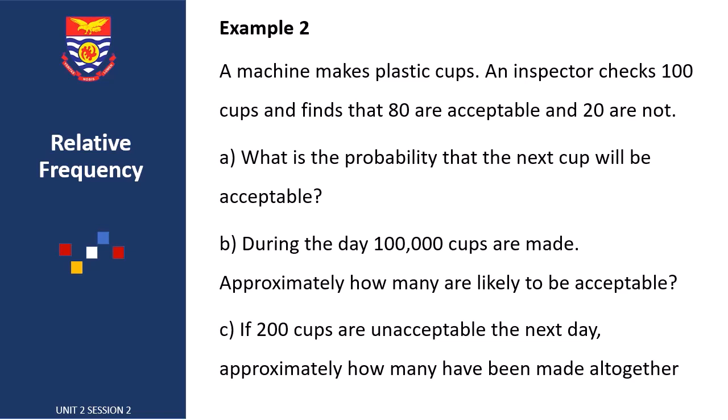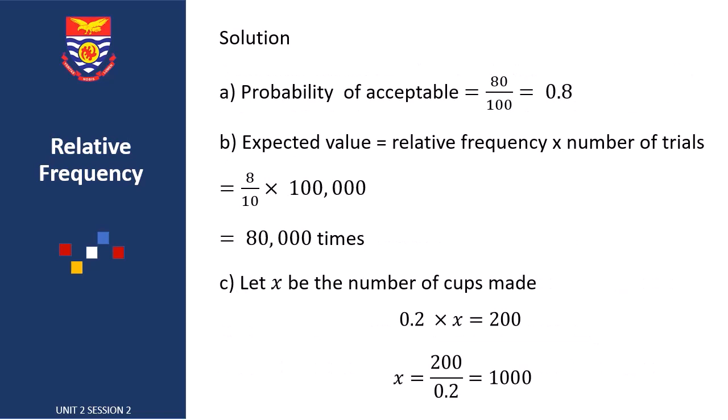Let's look at the solution. Now, we have 80 out of 100 being acceptable. So the probability of acceptable cups will be 80 out of 100. That will give us 0.8.